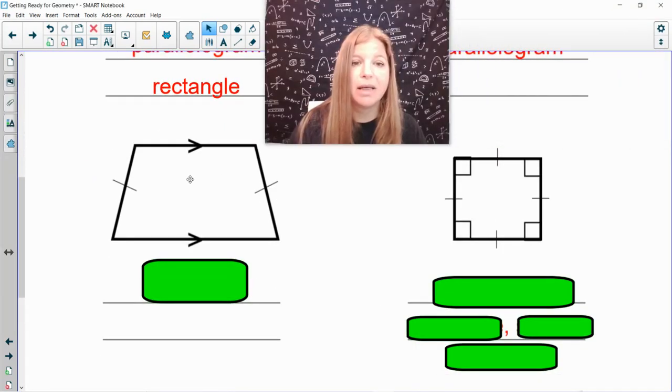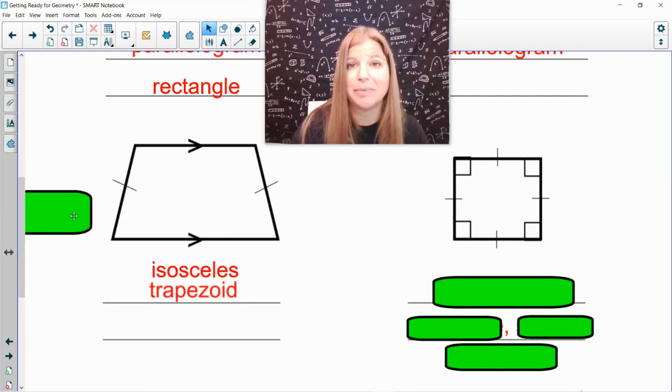Next one. This figure is a quadrilateral. I only see one pair of opposite sides being parallel, and the two sides that are not parallel are congruent to each other. Well, if only one pair of sides is parallel, that's a trapezoid. And if the other two sides are congruent to each other, it's not just any trapezoid, it's what's called an isosceles trapezoid. Just like an isosceles triangle has two congruent sides, an isosceles trapezoid has two congruent sides.